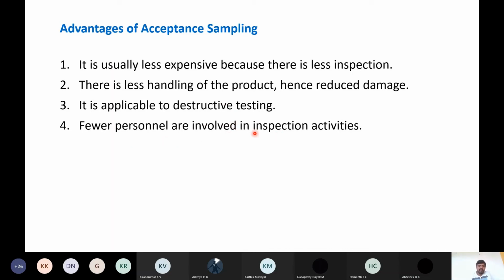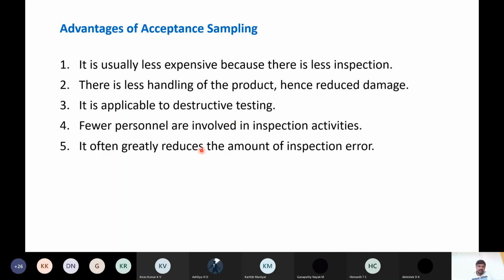Fewer personnel are involved in inspection activities. It often greatly reduces the amount of inspection error, because since you are inspecting only a few, the error will also be less. If you are inspecting 1000 and the error percentage is 2%, you are committing errors on 20 units of the product, so you are making incorrect decisions. Instead, if you are testing only 10 and the error percentage is 2%, the expected number of incorrect decisions is only 0.2 units.